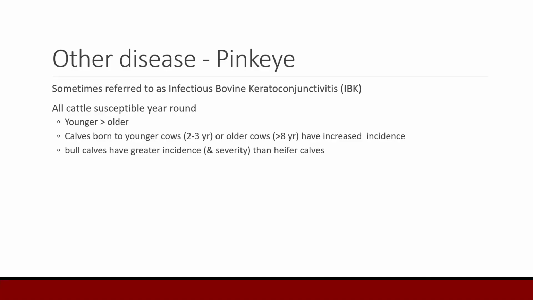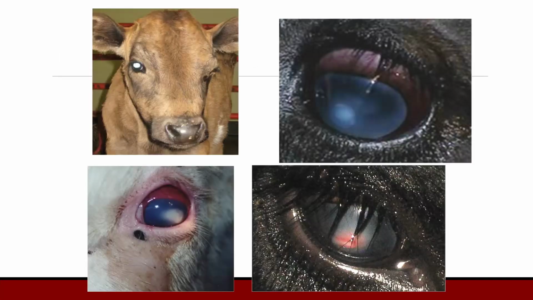Don't know why. Okay. Here's some pictures of pink eye. So you can see that one on the top right has scarred over. So that may be an older case of pink eye. The bottom right would be kind of very clinical and probably relatively early, maybe.